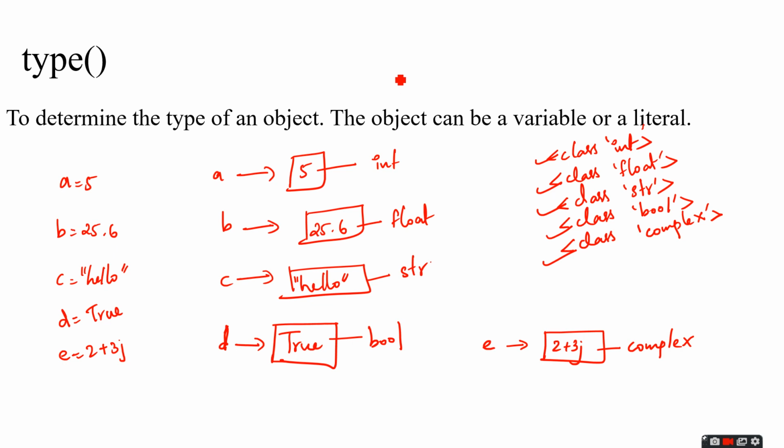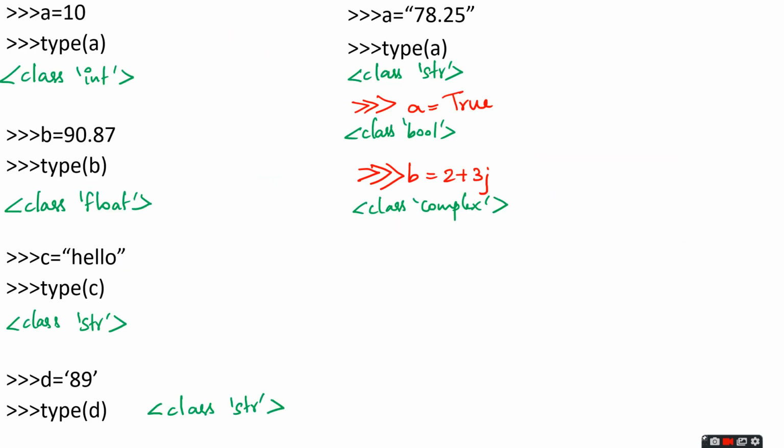Now we can learn about the type function. See here, a = 10. type(a). If you give type of a, then we will get the result as class int, because the value of a is an integer value. So a is also of type int. Now next, b = 90.87. type(b). Type of b is float. We'll get class float as the output, in this way.